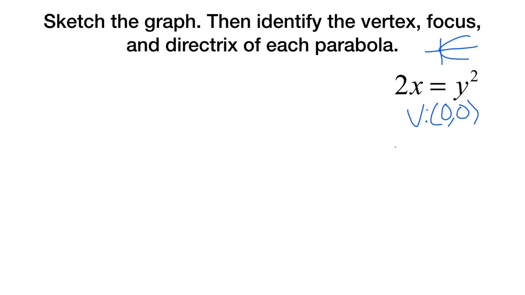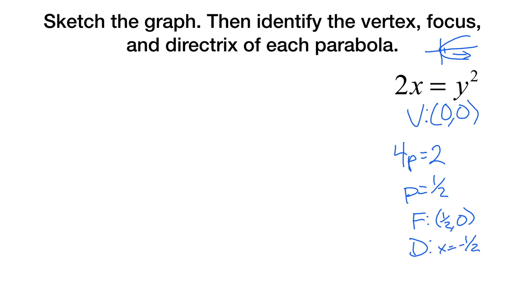Now, 4p is equal to 2. That means p equals 2/4 or 1/2. That means our focus is going to be at 1/2, 0 because it's going to be moving to the right. And then our directrix is going to be at x equals negative 1/2.